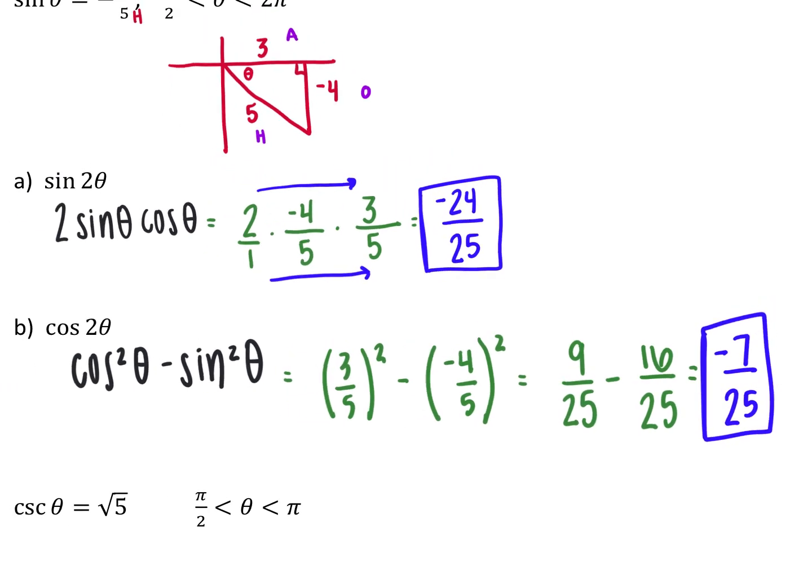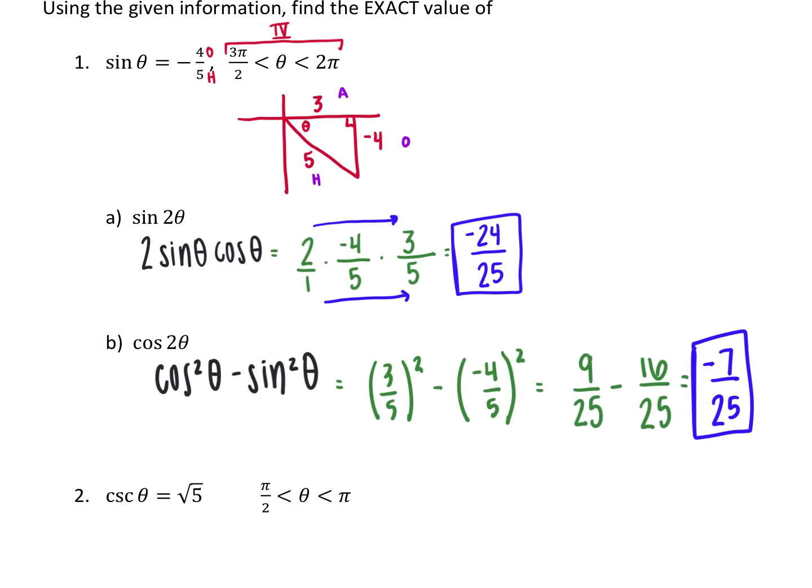It's nice when it's a Pythagorean triple because you don't have any radicals or anything, and you could plug a lot of that in your calculator. Let's try out number 2.